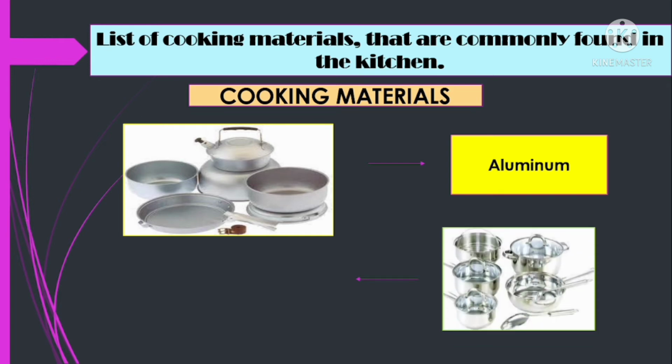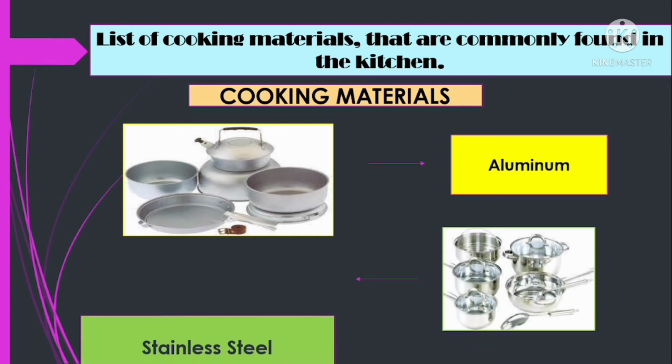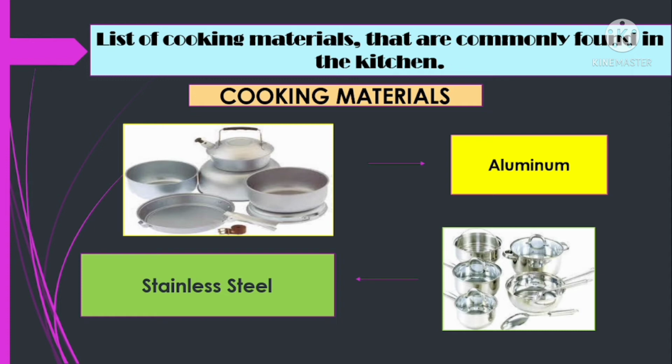So the next is stainless steel. It's the most popular material used for tools and equipment, but it is more expensive. So medyo mahal si stainless steel kaysa kay aluminum. It is easier to clean and shine and will not wear out easily.